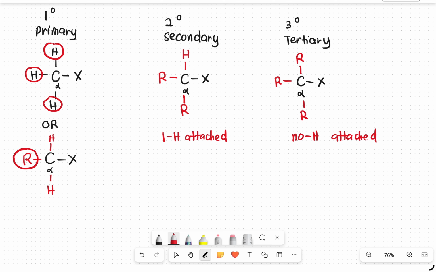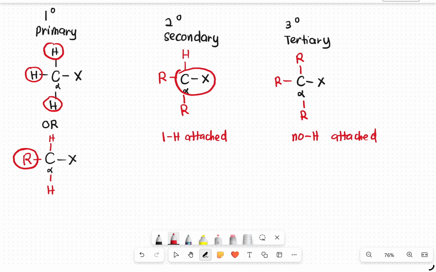It's simple. What you need to do, first rule, is circle your alpha carbon. Then from that alpha carbon, look at how many hydrogens are attached to it. If it is only 1, then definitely it is secondary. That is how you identify it.